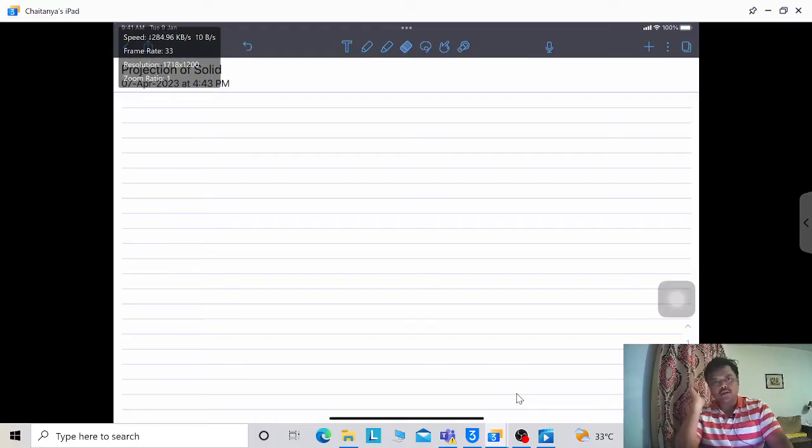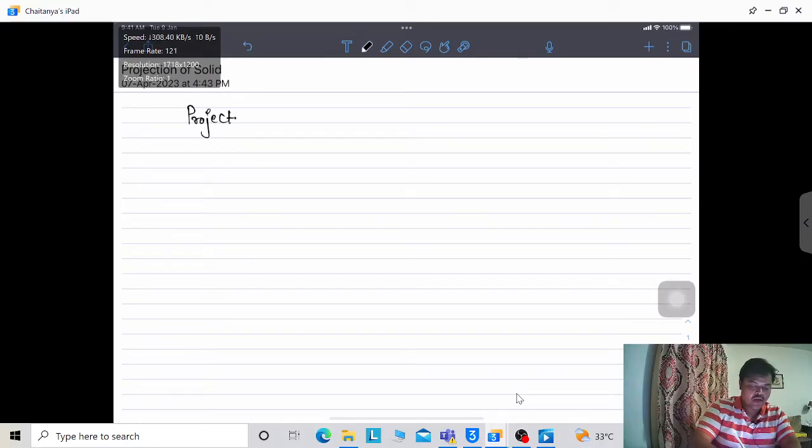When I'm concerned with Mumbai University, projection of solids is asked for 21 marks. I'll just divide it. So it is actually asked for 21 marks. I'll just tell you the division of the same.